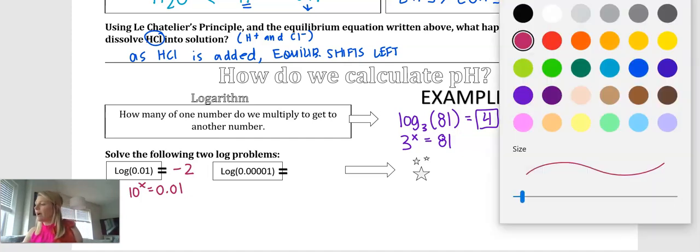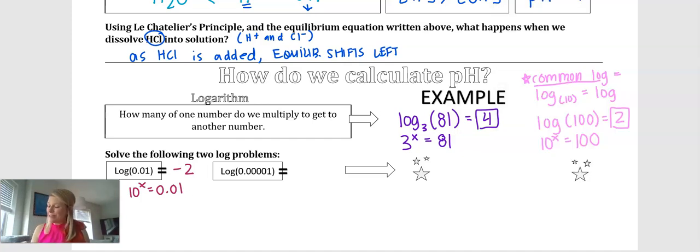What about for our next problem? Again, this is really saying 10 to the x equals 0.00001. And log of 10 to the negative 5 is going to give us this value.